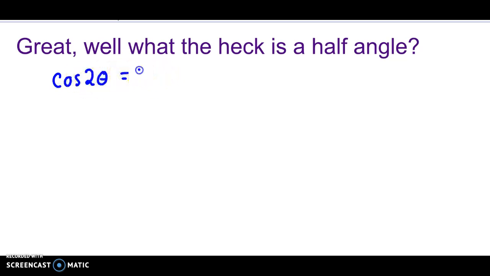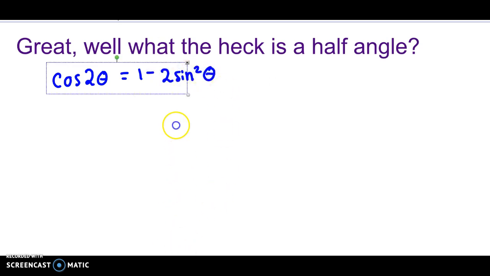We know one way to write this was 1 minus 2 sine squared of theta, right? So this was a double-angle identity. Why was it a double angle? Well, because we're doing 2 times the angle, right? So it was double the angle.